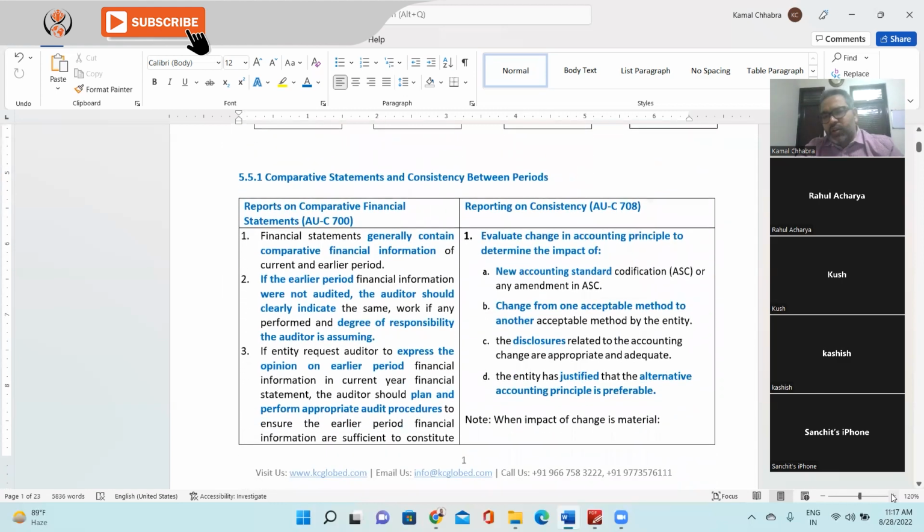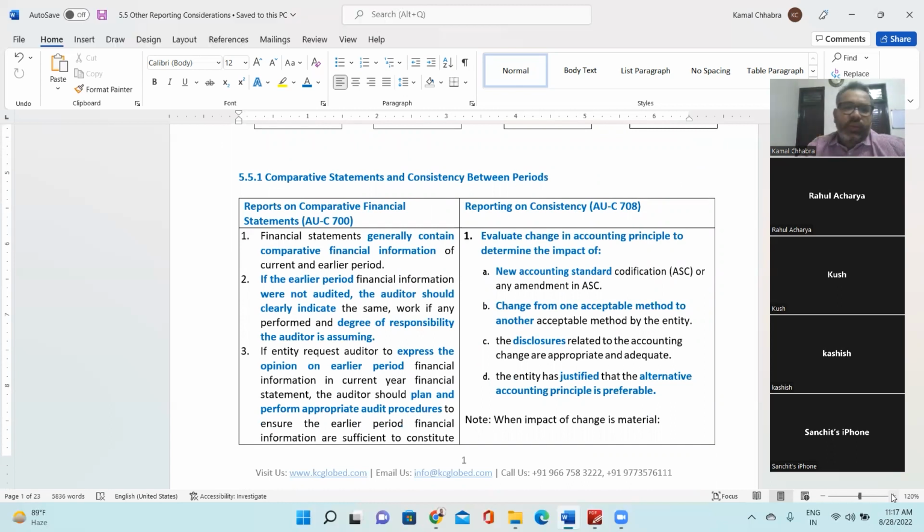So we are jumping into the first main topic of the day, that is comparative statement and consistency between the periods. They both come under different AUC, which is auditing standard codification. AUC means auditing standard codification. 700 says report on the comparative financial statement, and 708 says reporting on consistency. So we need to keep both in mind whenever we are doing an audit of financial statements, right?